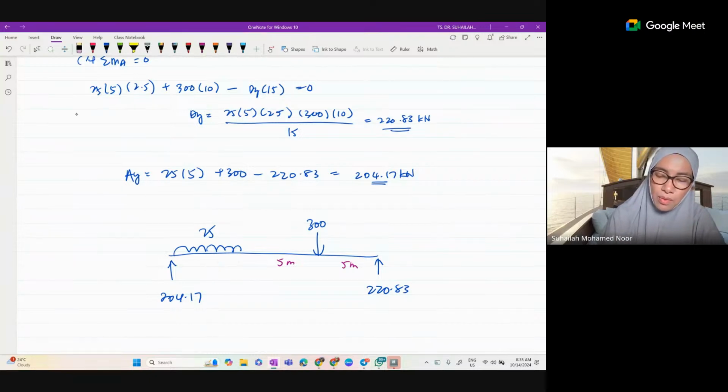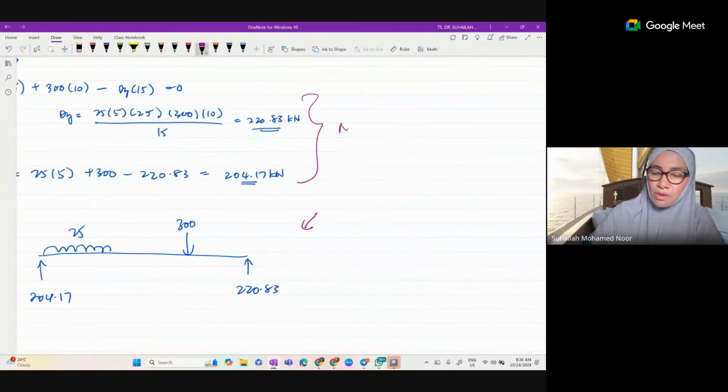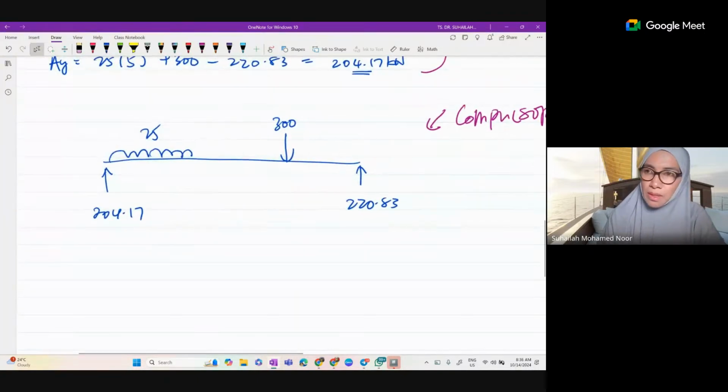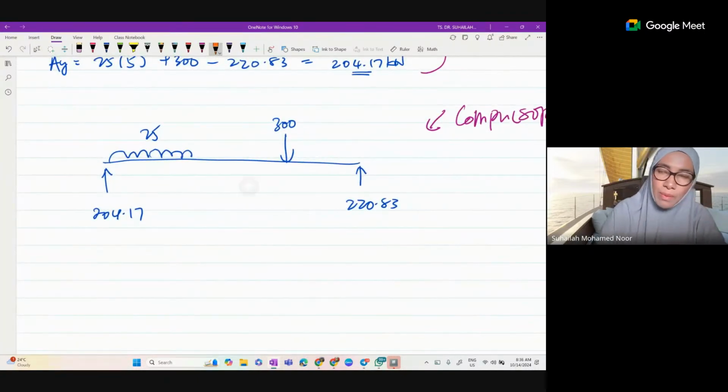Okay, so this is what I mean previously. So most important is this diagram. This is compulsory lah. Yang atas ni not compulsory, but this is compulsory. This is not compulsory to show, but this is compulsory. Okay, so this is important because from this we will write moment equation 1, 2, 3.